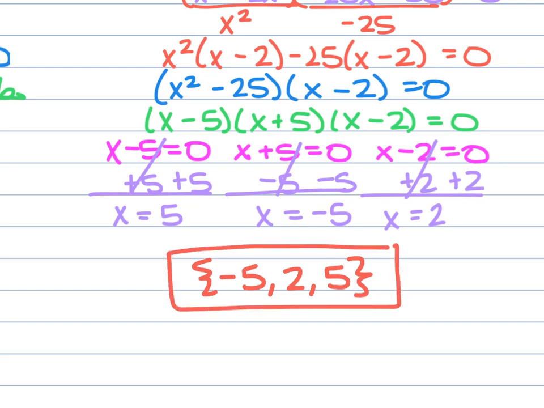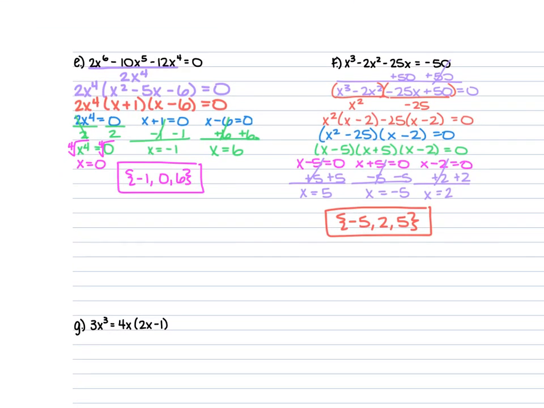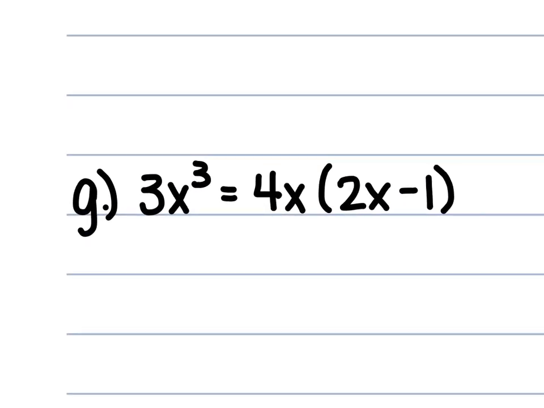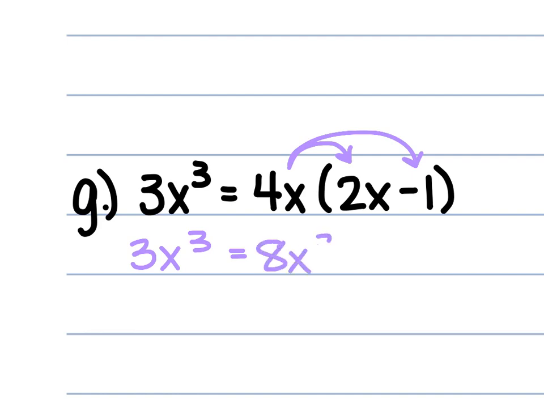If we look at G, we have 3x cubed is equal to 4x times 2x minus 1. So this one's a little bit more difficult. You have a little bit more steps. So you're going to first start by distributing in the 4x. We're going to get 3x cubed is equal to 8x squared minus 4x.